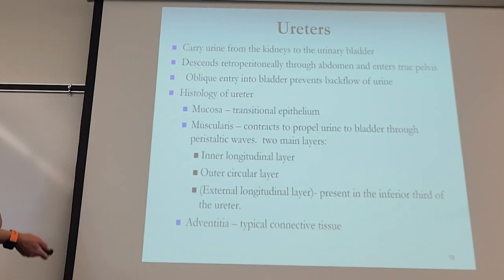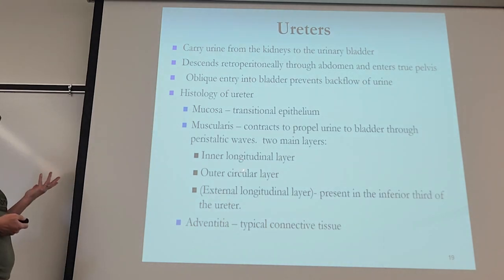As far as histology of the ureter goes, it's got layers. It's got an inner mucosa, which is transitional epithelium as it approaches the bladder. And then superficial to that you've got a muscularis layer. So urine doesn't just fall from the kidneys to the bladder via gravity. You have to have smooth muscle contractions in order to propel urine to the bladder.